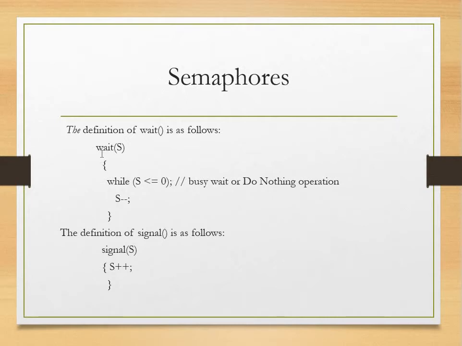If you look into this particular loop, wait of S will check the condition: while S is less than 0 or any non-negative value, it will not allow any process to enter into the critical section operation. It leads to an indefinite loop. If this condition is false, it will get into the body of the while loop and decrement the S value. In the signal part, only one operation is there: just increment the integer value, S plus plus.